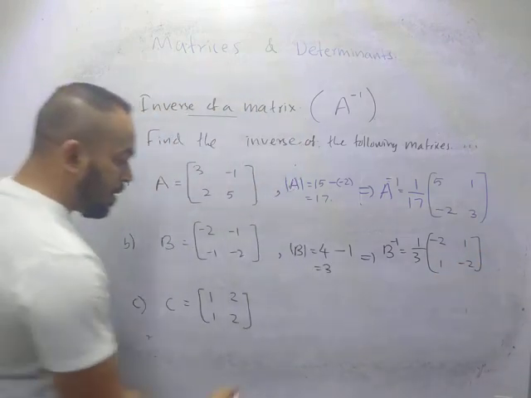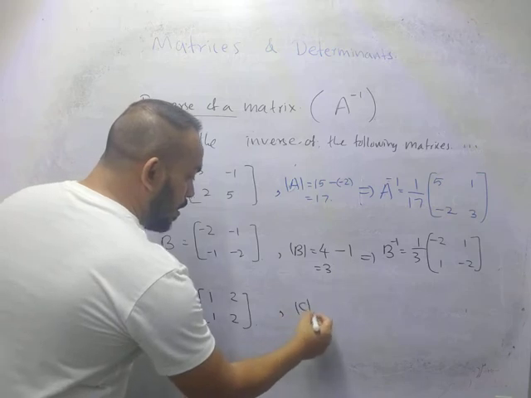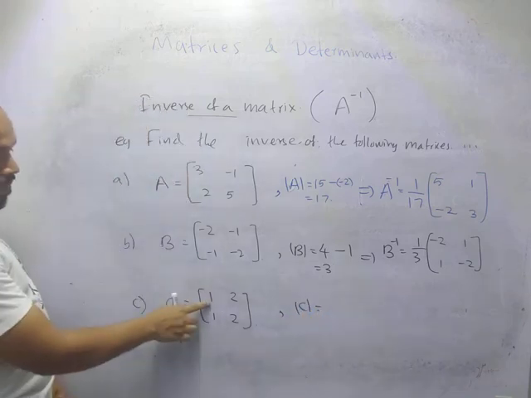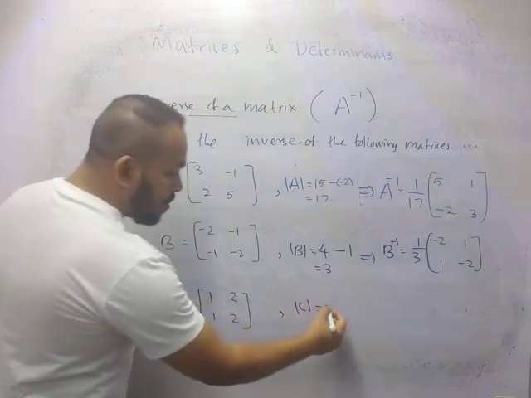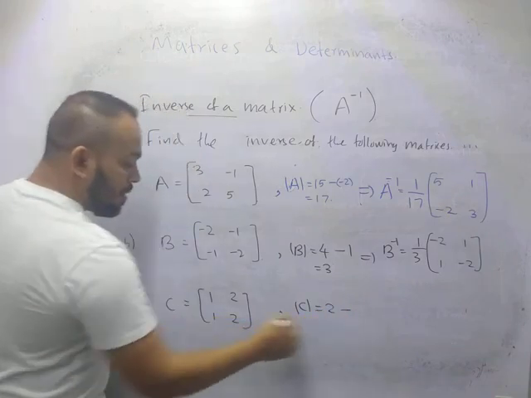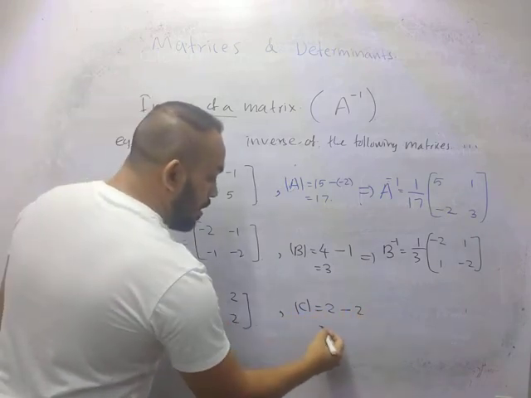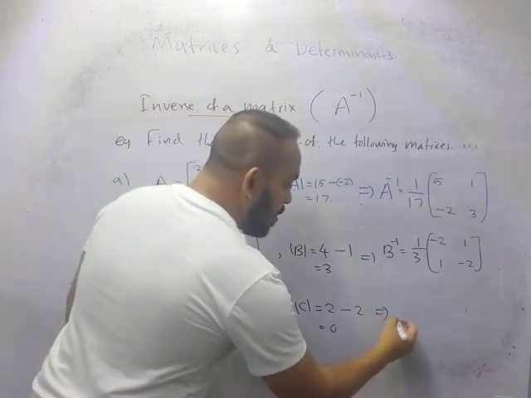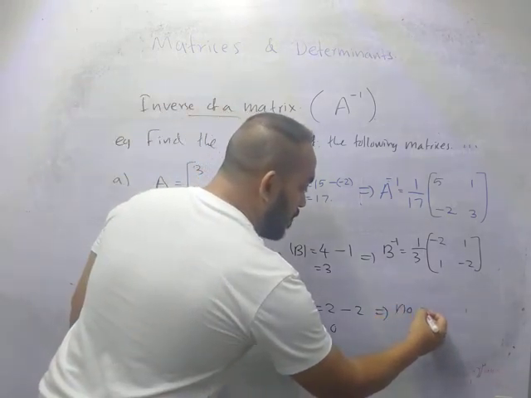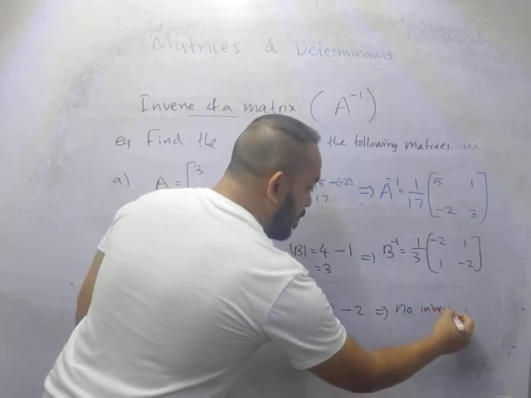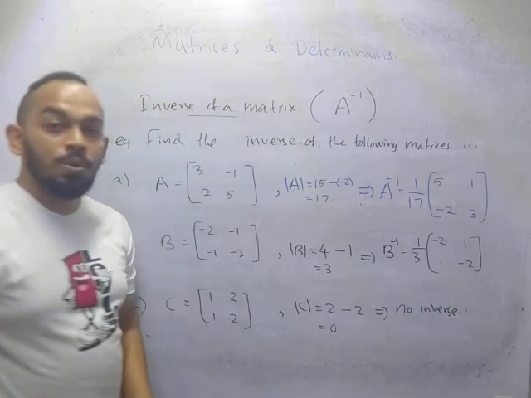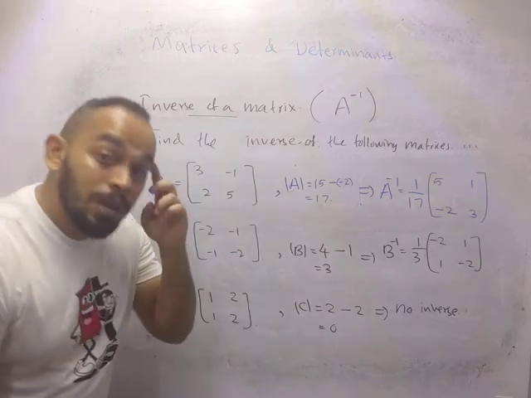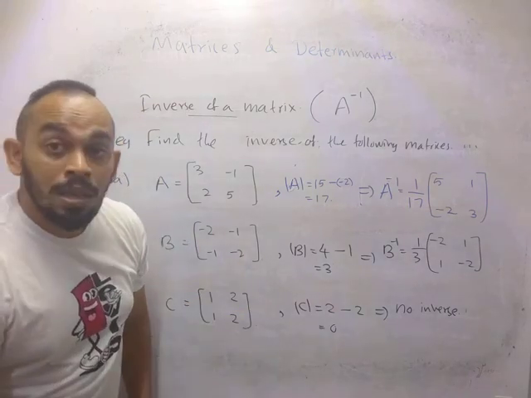And finally, the determinant of C. What will you get? 1 times 2 is 2, minus 1 times 2 is 2, so the answer is 0. So C has no inverse. C is non-invertible, or a singular matrix.